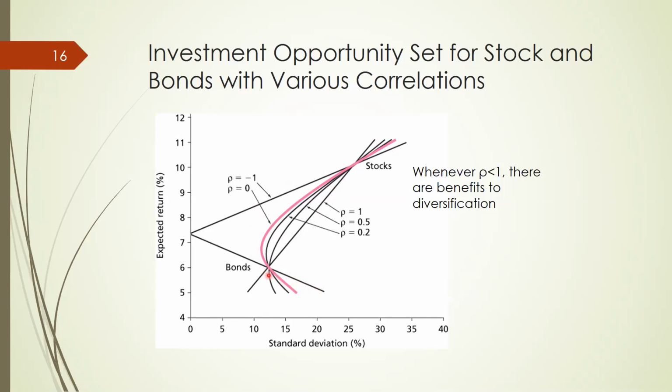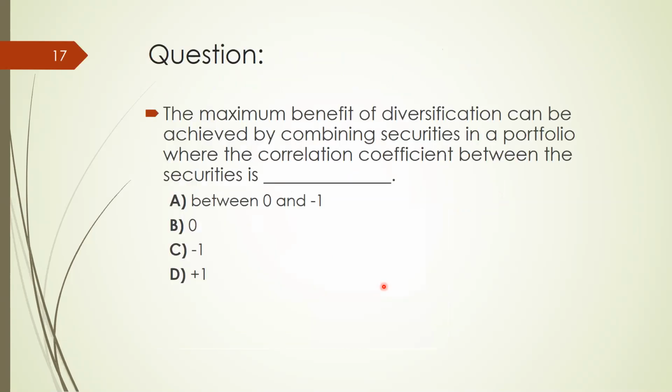In the extreme case, when we have correlation coefficient rho equal to -1, we have the most extreme diversification effect, which means that with certain combinations of stock and bond, we are able to form a risk-free asset that has 0 standard deviation. So whenever we have correlation coefficient less than 1, there is diversification effect.